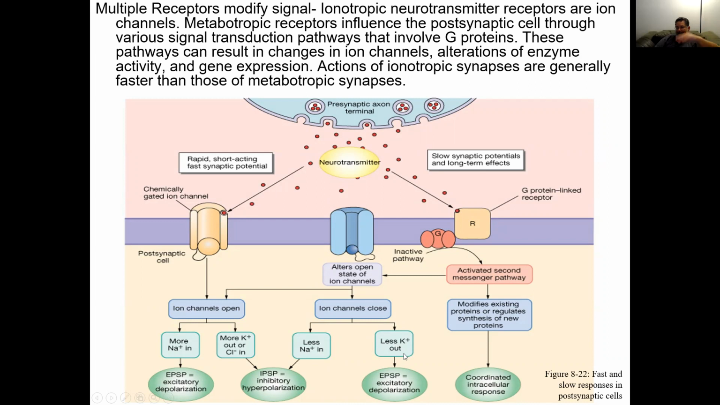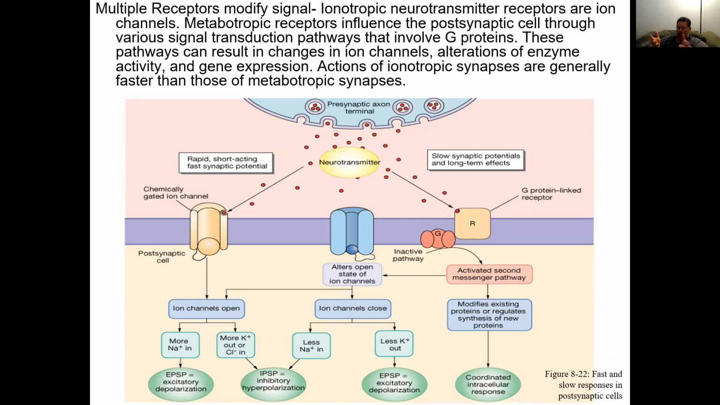Less potassium leaving, if that channel closed and was a potassium channel, so the potassium doesn't leave, the inside stays positive. And if the inside stays positive and sodium comes in, maybe for this other channel, it becomes more excitatory. So these are all the different ways these neurotransmitters can influence whether or not something's excitatory or inhibitory.